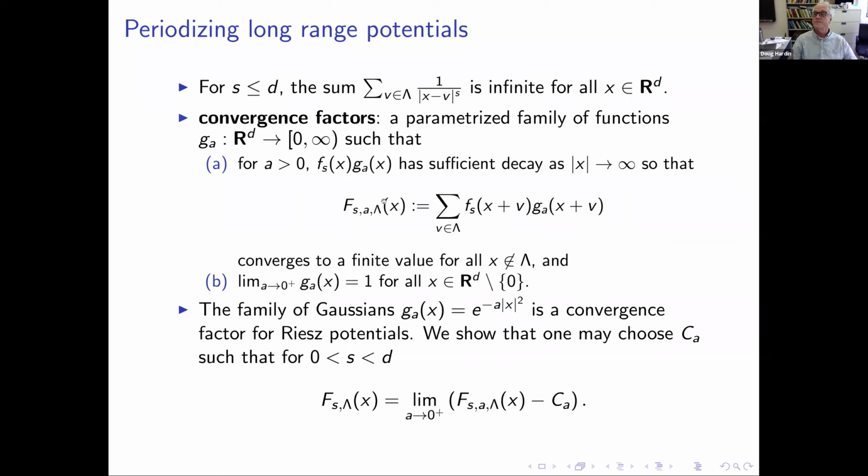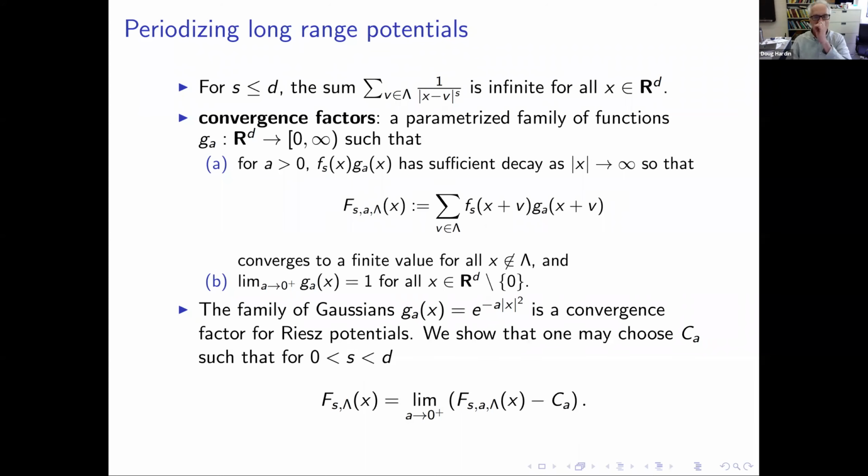for these periodic sums to converge. Okay, and we also want that as we take A to 0, our convergence factor disappears, converging to 1. So we're going to take a limit. The convergence factor accelerates decay sufficiently fast so that for any A positive, we get a finite sum. But as A goes to 0, these sums are going to blow up.